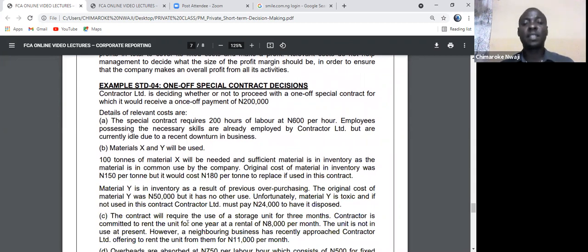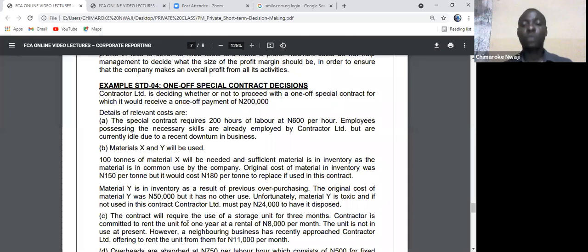Contractor Limited is deciding whether or not to proceed with a one-off special contract for which it will receive a once-off payment of 200,000 naira. So this is the revenue it is going to get. Now this revenue will be used to compare with the cost to see if it is worthwhile.